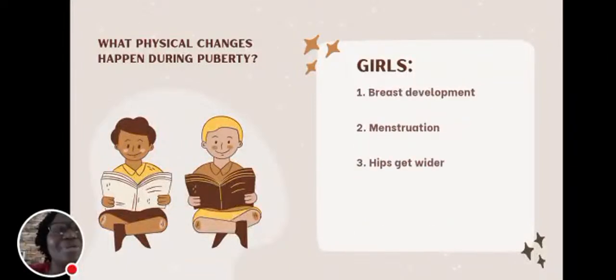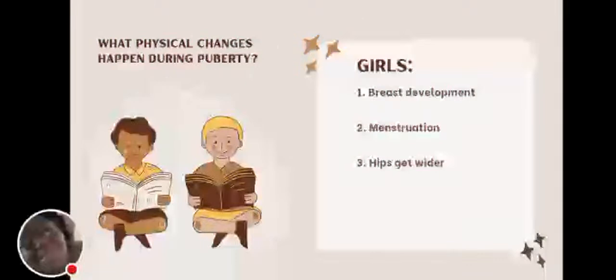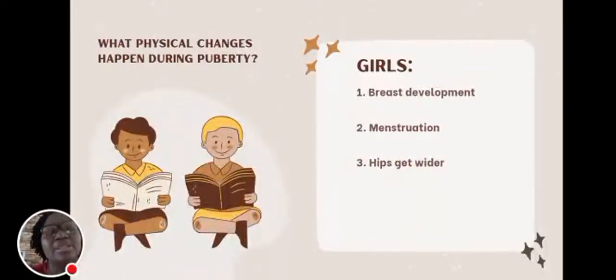The next one now is the turn of the girls. Do I have any girl in the house? Any girl there? Okay. Yes. The first thing is breast development. Girls will start to grow breasts. Their breasts will begin to grow. It will start from the first one. It's the one that will grow first, not that the two will grow together. First, one will grow first, then later, the second one.